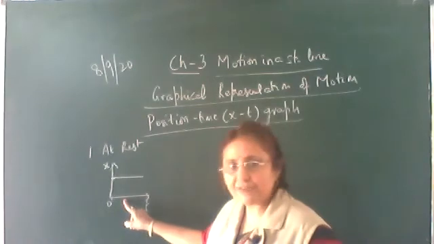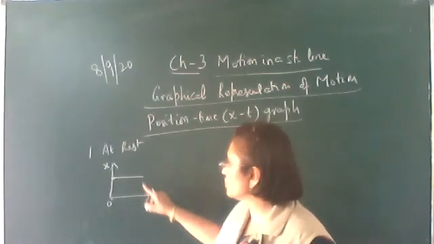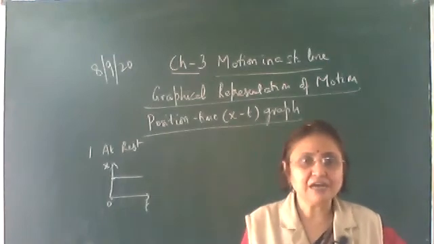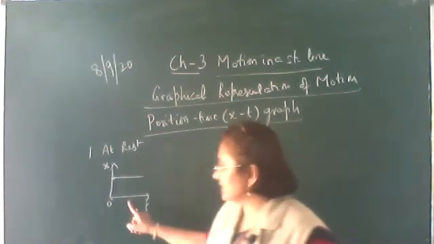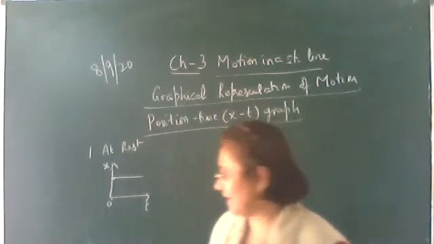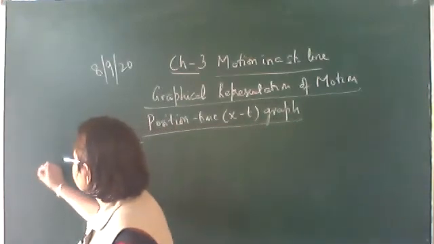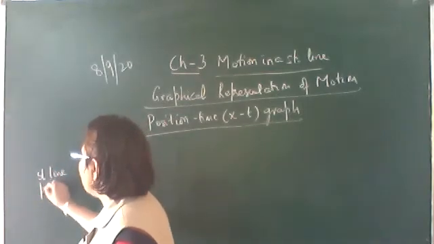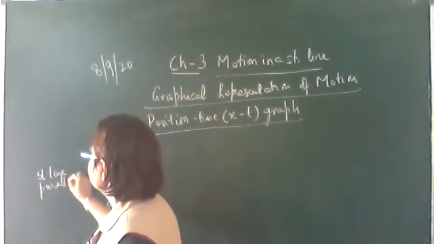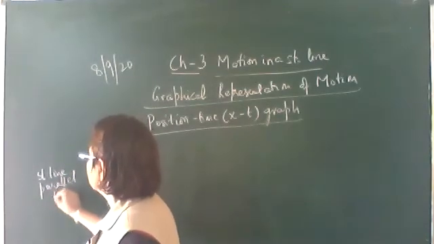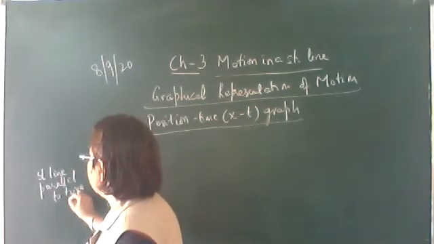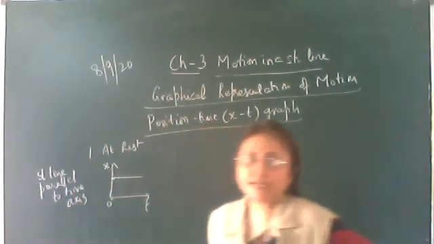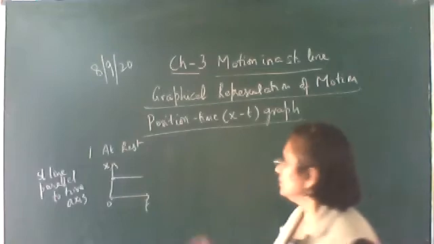After 10 seconds, after 20 seconds, after 30 and so on, the object is at the same position. So it is a straight line parallel to the time axis. Here you can write down: for an object at rest, the position time graph is a straight line parallel to the time axis.